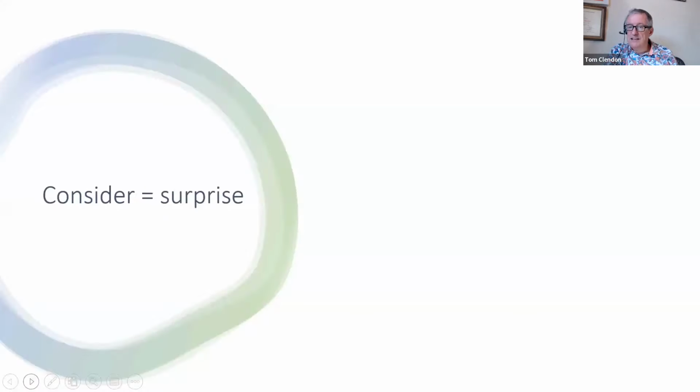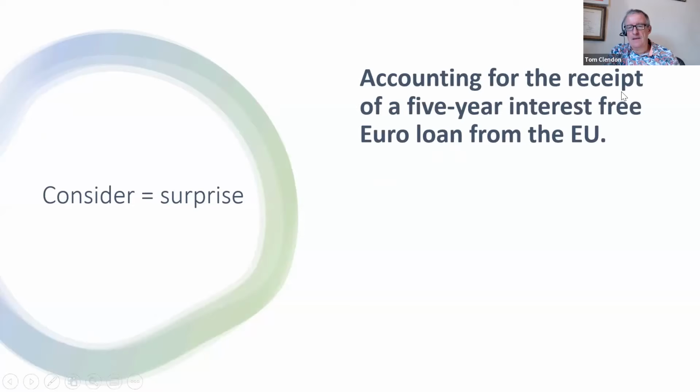Ooh, let's have a surprise. We have taken out a 5-year interest-free euro loan from the European Union, from a government body. What are the accounting issues involved? Please, can you use the chat box? There's more than one. I don't care the order in which you think about them. Are we getting tired?